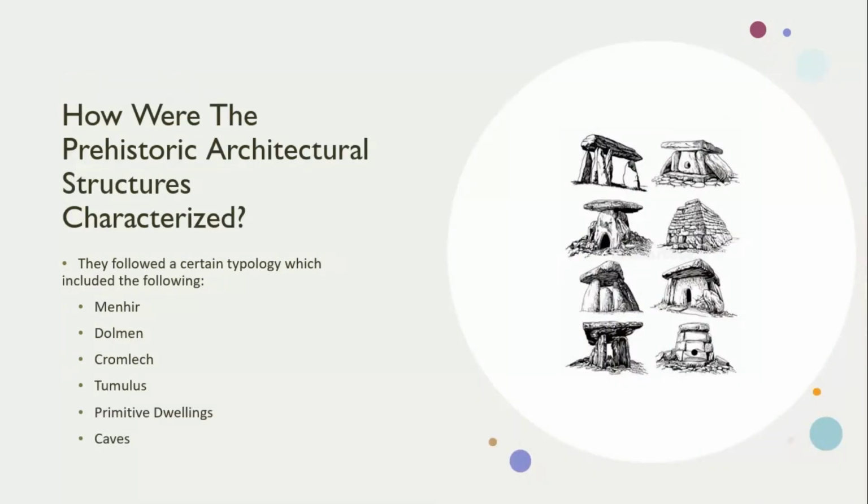Now, the next question we ought to ask is, how were these prehistoric architectural structures characterized? In other words, what was the typology of these creations? Well, here they are listed in academic terminology, which I will explain in a second. They are the menhir, the dolmen, cromlech, tumulus, and then we have the primitive dwellings in varied forms and caves.